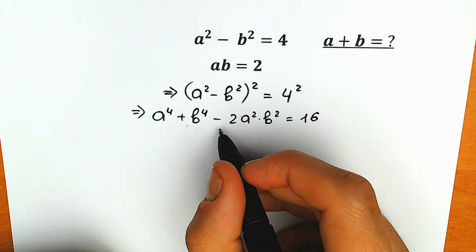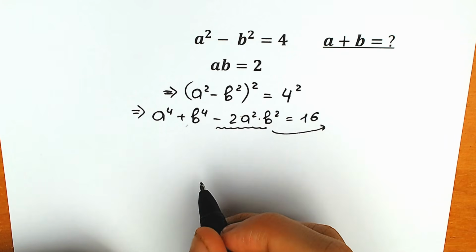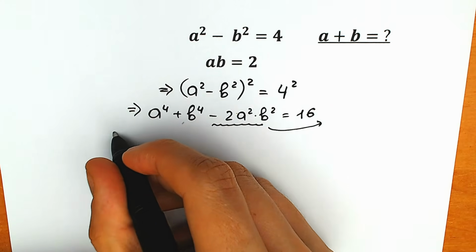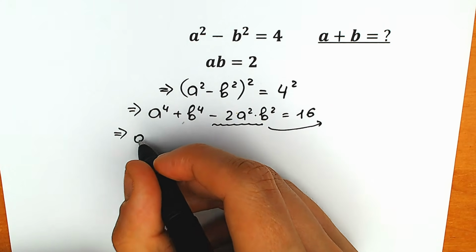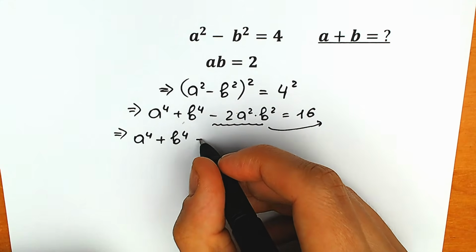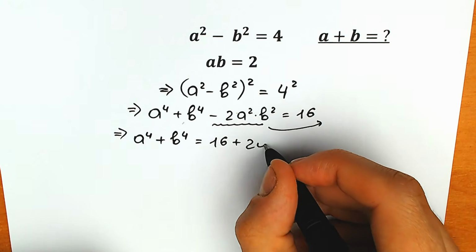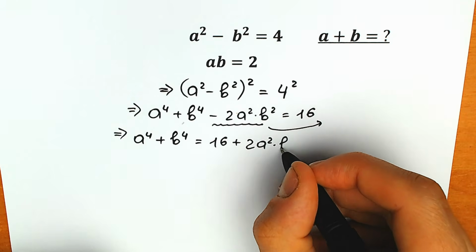What are we going to do next? Right now, let's write this expression on the right side. So let's add this expression to both sides. So we have a to the fourth plus b to the fourth equals 16 plus this expression, plus 2 times a square times b square.